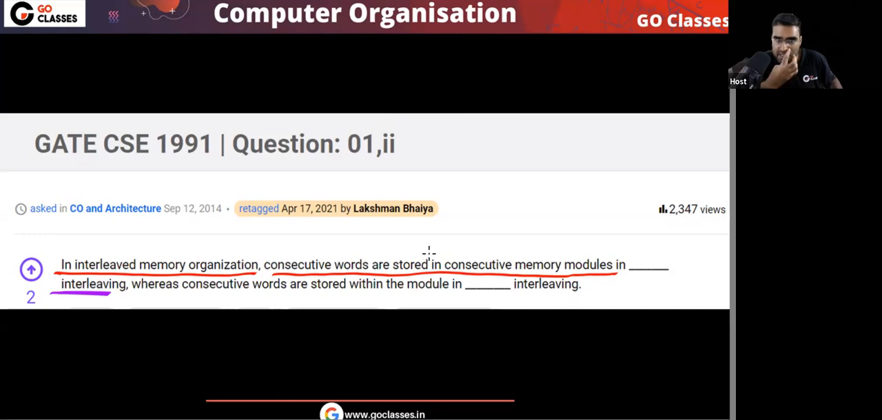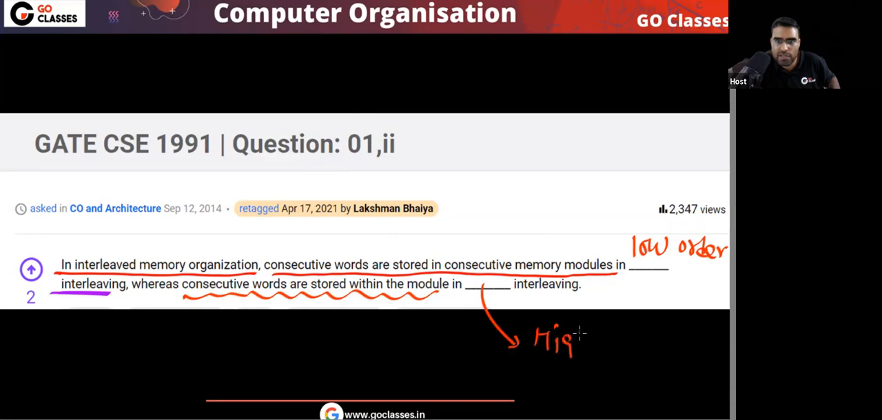Yes or no? Read the statement carefully. Consecutive words are stored in consecutive memory modules. Consecutive addresses are stored in consecutive memory modules. So this will happen in low order memory interleaving. And look at this. Consecutive addresses are stored within a module. This will happen in which? This will happen in high order memory interleaving.